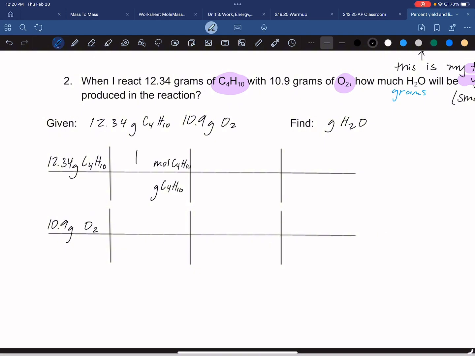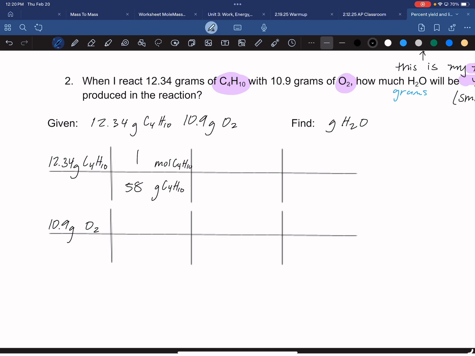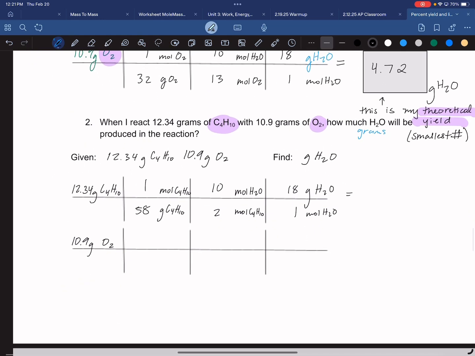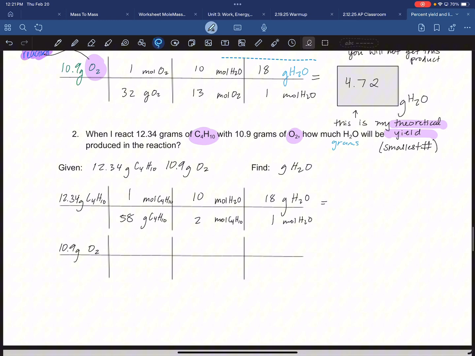Okay, so 1 goes with mole, and then 58 goes with C4H10. Okay, so then I'm going to set up my mole ratio. It should be 10 and 2. And then I have 1 mole of H2O is going to be equal to 18 grams of H2O. Okay, and then all of this, I'll just copy and paste it all right over here. Copy, paste, woohoo.